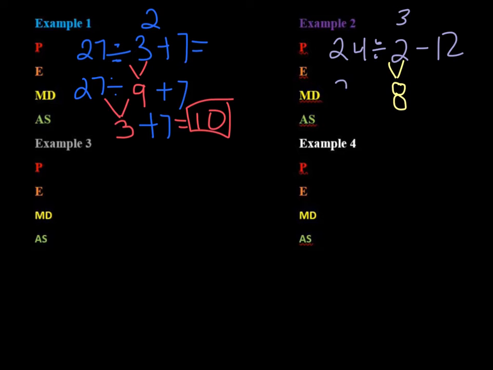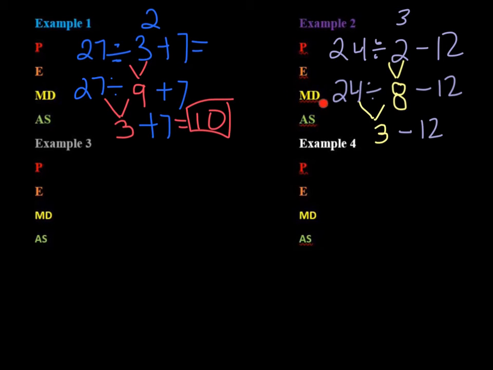And then let's copy everything else down. 24 divided by 8 minus 12. Let's continue to check. See if we have any more exponent. Nope, nope, and nope. So let's go to the next one. Multiplication or division. From the left, let's keep on going. Oh, here's a division. Let's do that division. 24 divided by 8 gives us 3. Copy the rest of this down, minus 12.